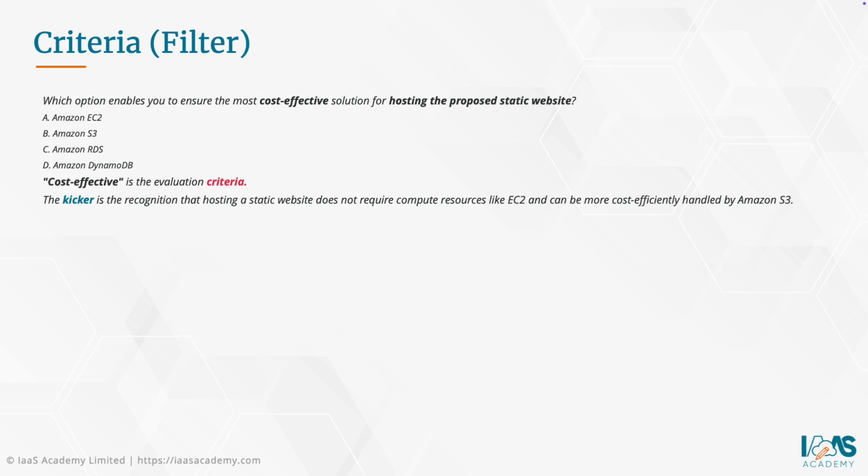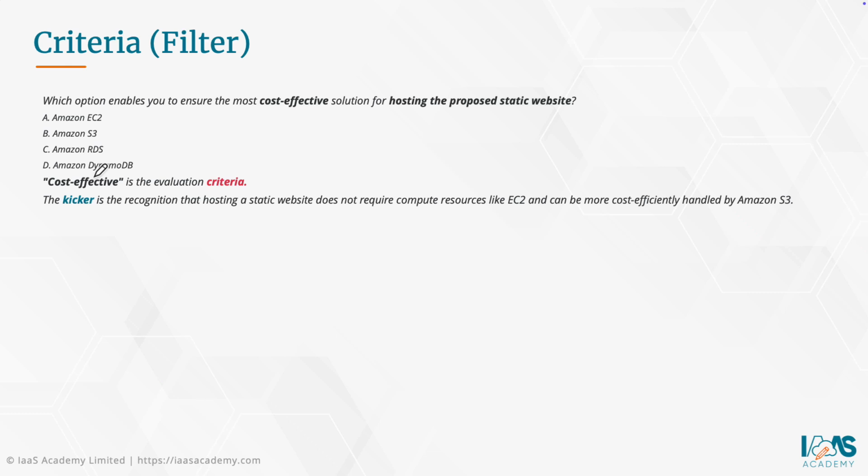So for example, here's a question. Which option enables you to ensure the most cost-effective solution for hosting the proposed static website? Answer options are EC2, S3, RDS, or DynamoDB. The filter or the criteria is that whatever solution you come up with must be cost-effective. That's your evaluation criteria. That's ultimately an important element of the question that you need to take into account, and you need to make sure that your answer aligns with that criteria.